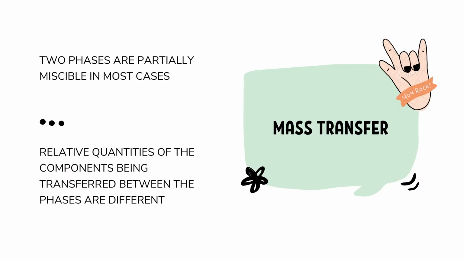In most cases of interest to mass transfer operations, the two phases are only partially miscible, so that in equilibrium there are still two phases that can be separated from each other. Usually, these two phases have different compositions, and these compositions are also different from those of the phase at the time of initial contact. Therefore, the relative quantities of the components that are transferred between the phases are different, so that a separation between them is achieved.